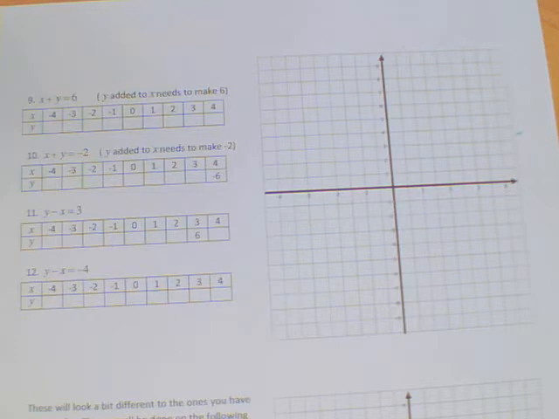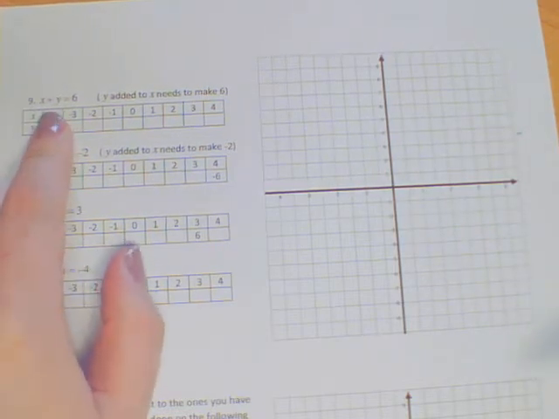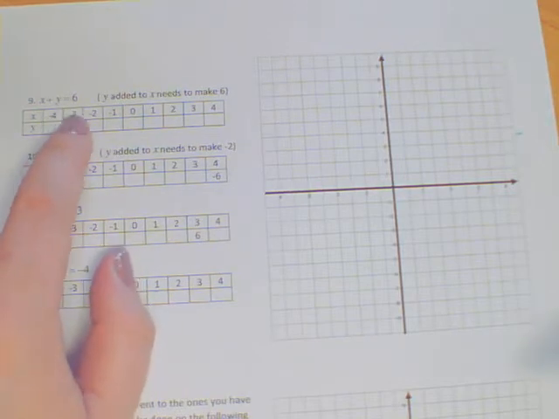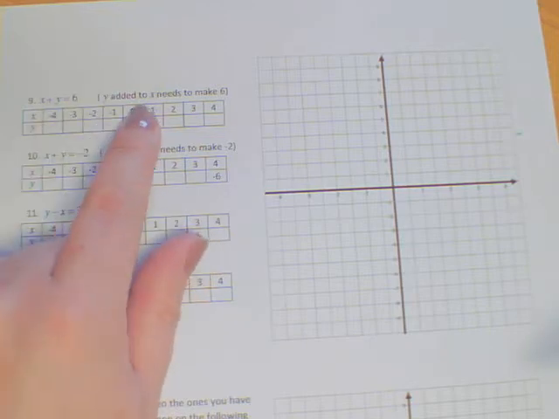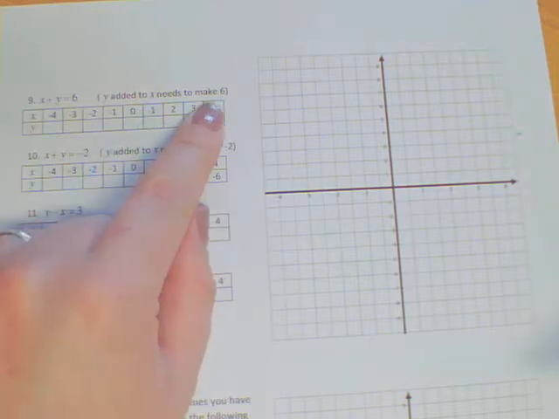Okay, so these are slightly more complex equations, and we're going to look at plotting them again. So let's take the question up here. It says x plus y equals 6. Now there's two ways you could tackle this. You could rearrange it to make it y equals, or you could read it as a sentence: y added to x has to make 6.